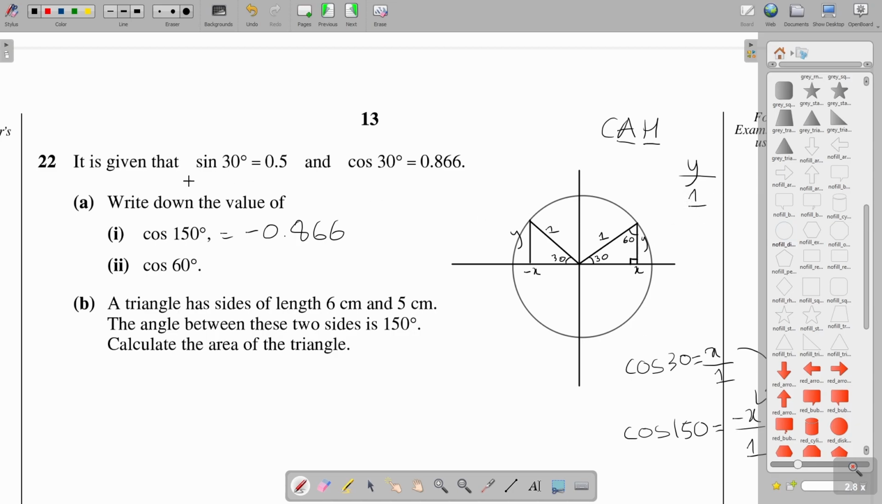If we have sine of 30, right? So sine of 30 would be SOH, which is opposite over hypotenuse. Opposite for this is y, and hypotenuse is 1. Can we see that both of these are the same? So the sine of 30 is equal to the cos of 60. That means the cos of 60 is going to have the same value as the sine of 30.